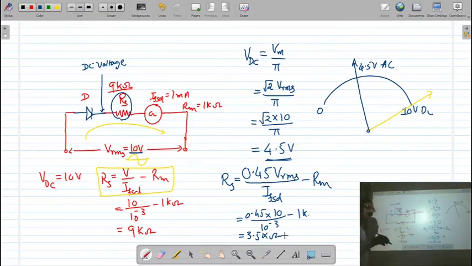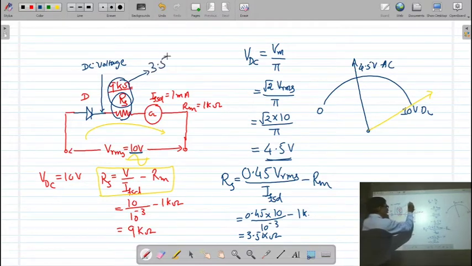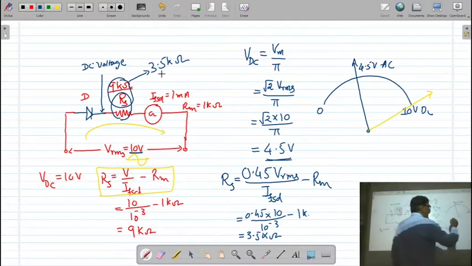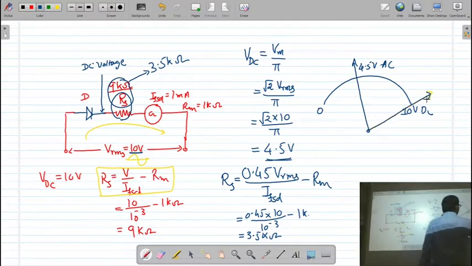So when you are converting your DC voltmeter into an AC voltmeter, then the series resistance has to be changed. Instead of 9 kilo ohm, I have to connect a 3.5 kilo ohm, then my pointer will indicate exactly on a 10 volt range. Remember. So this is about a half wave rectifier.